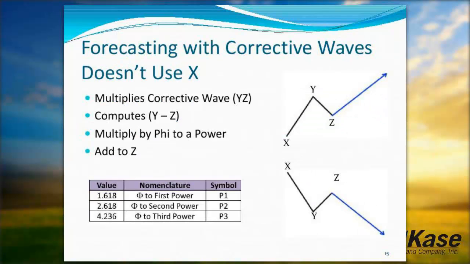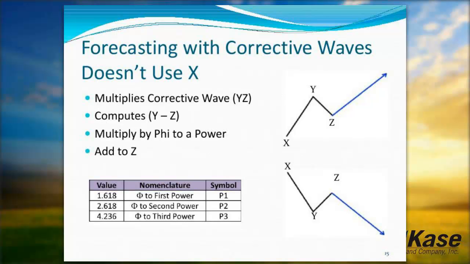Now we also have forecasting with corrective waves. Corrective waves do not use X. The corrective portion of a wave is the YZ leg of the wave. So in this case, we're going to basically take the difference between YZ. We're going to multiply that by a factor of phi, phi squared, or phi cubed, which are 1.618, 2.618, and 4.236, and then add or subtract that value to Z for up waves and down waves. We call these P1, P2, and P3.